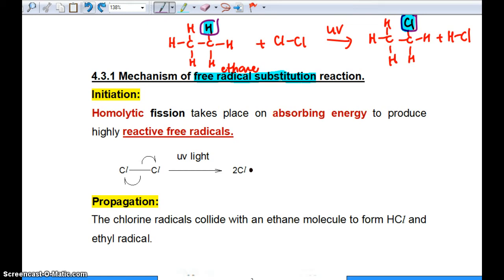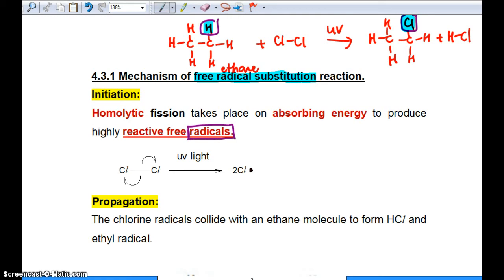We need to start the reaction. Remember, alkanes are extremely unreactive. They are non-polar. So therefore, they do not react easily. You need something to start it. And what are they? They are radicals. Radicals are extremely reactive species with an unpaired electron. So in the initiation step, we want to kickstart the entire free radical substitution by generating radicals.